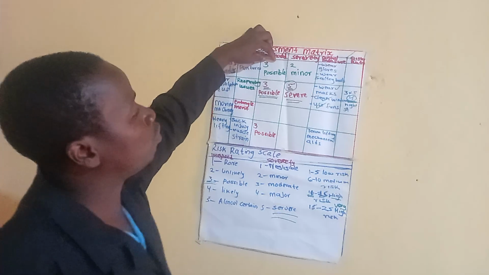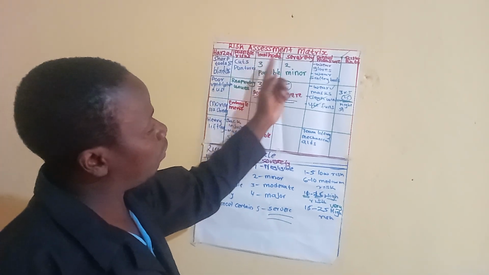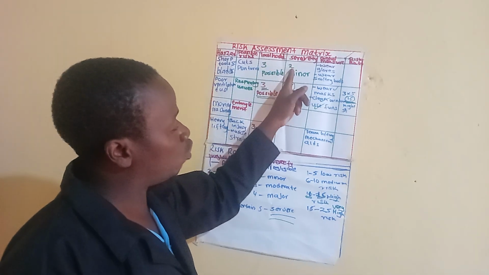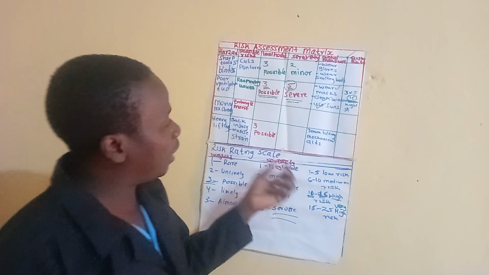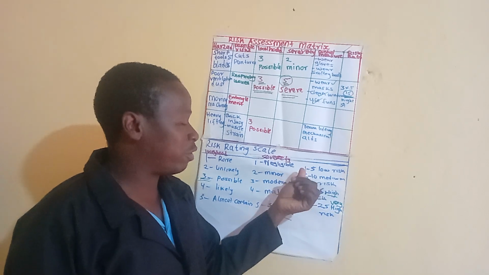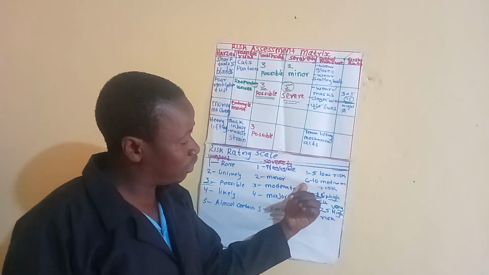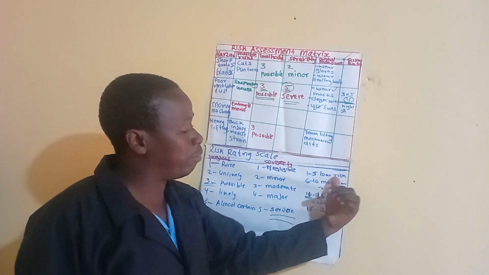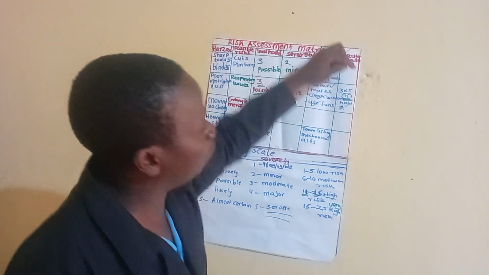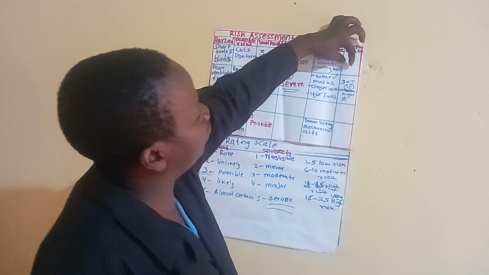After writing 2, we now multiply. 3 times 2 is 6, then we check the scale here. The scale here starts from 1 to 5, and 6 cannot be found there. 6 to 10, 6 is there. Therefore, it is a medium risk. The rating is 6, and we write that it is a medium risk.